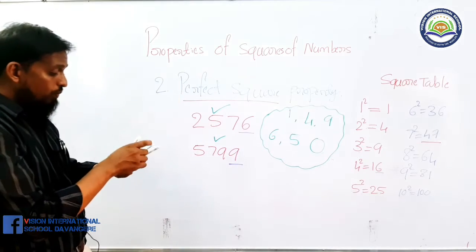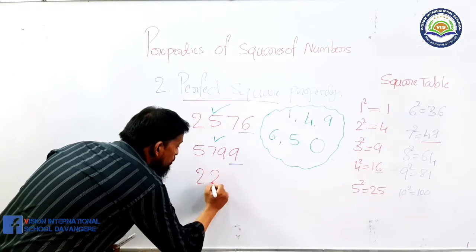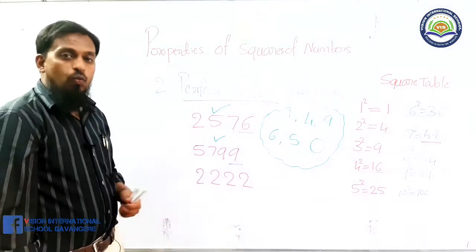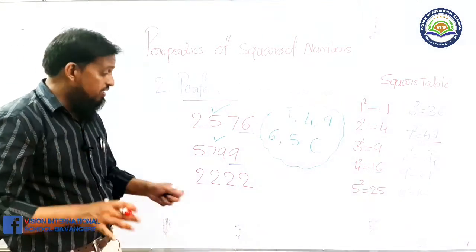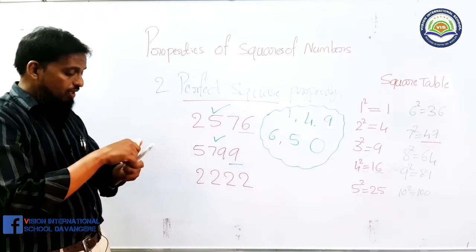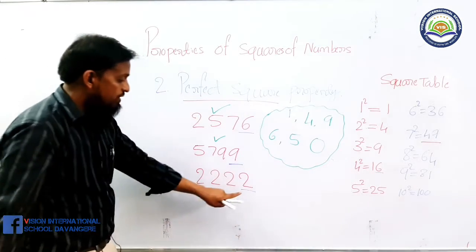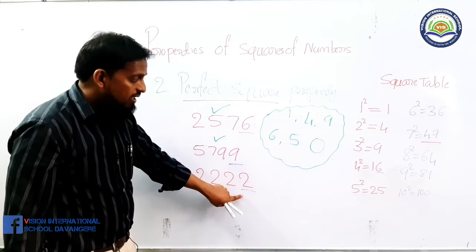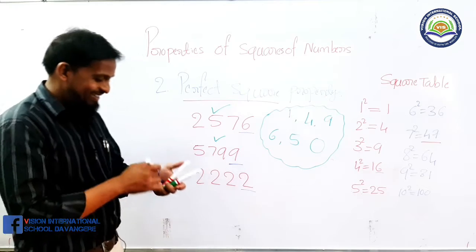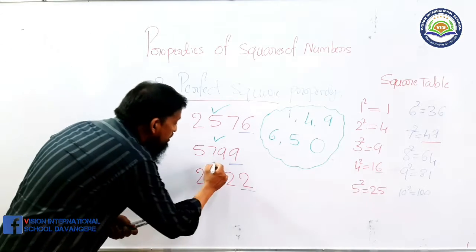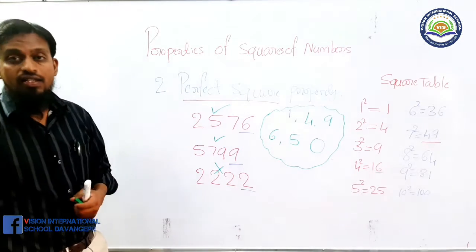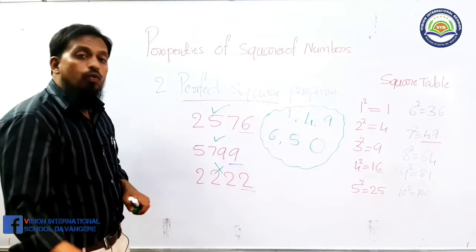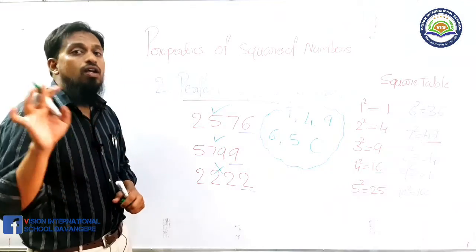Now take one more number. 2222. Nice. Looking at this, you will definitely say this is a perfect square, but analyze. What is the unit digit of this? It is 2. Check whether 2 is there in this. Is it there? No, it is not there. Then this is not a perfect square. Like this, you should analyze by the perfect square property whether the given number is a perfect square or not.